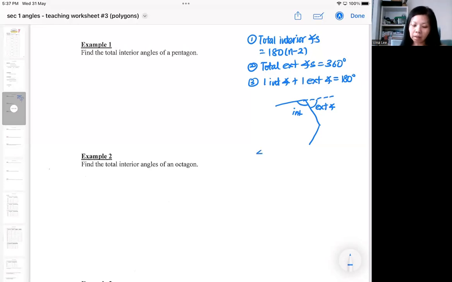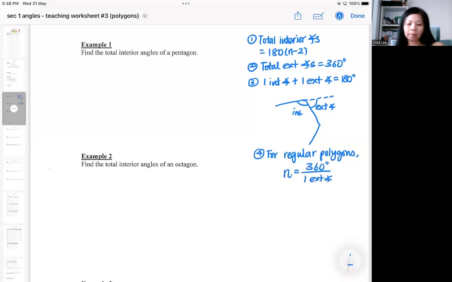And lastly, if they ask you for the number of sides for a regular polygon, only for regular polygons, then it will be 360 divided by one exterior angle. This formula actually comes from the idea that the total exterior angle is 360. It only applies to regular polygons, and then you can use this formula to find n.